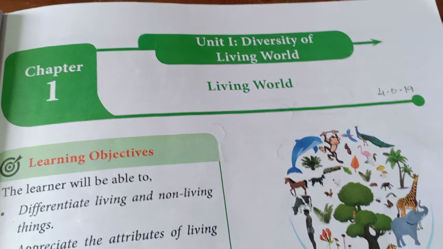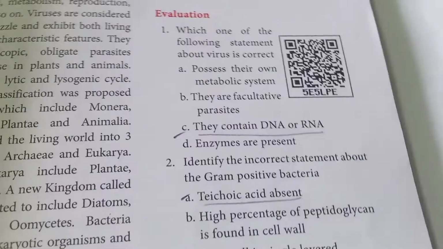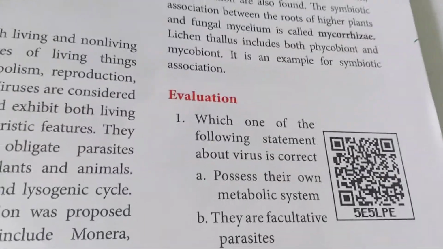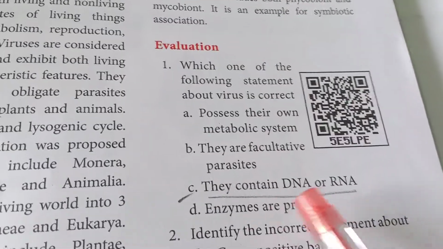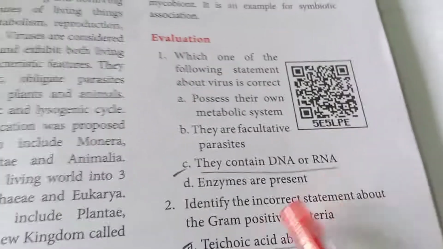Chapter 1, A Living World. This lesson has 5 choose-the-correct-answer questions and 5 question answers which we will discuss one by one. Number 1, which one of the following statements about virus is correct? And the correct answer is they contain DNA or RNA.